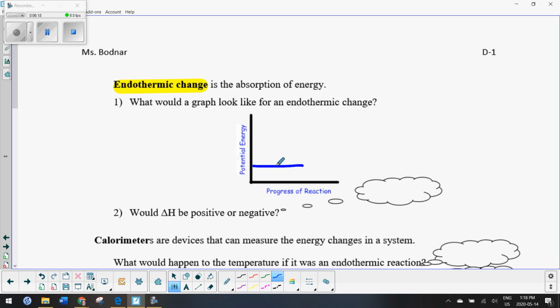Okay, so you're going to have, I'm just going to put R for reactants, goes to P for products. Okay, so as you can see here, this is an energy change that had to be taken in. So energy absorbed.